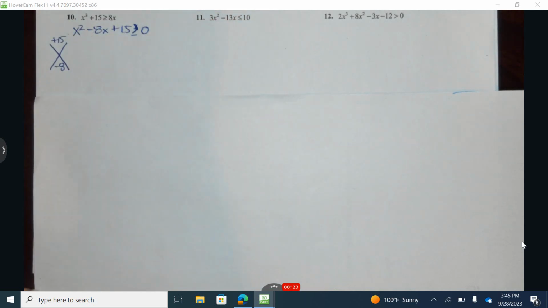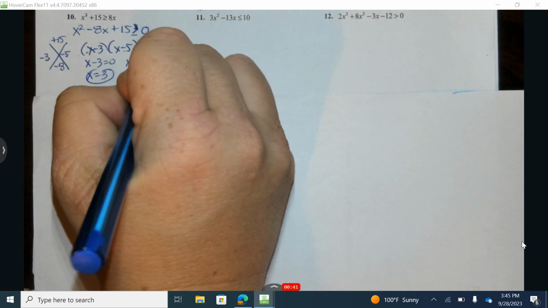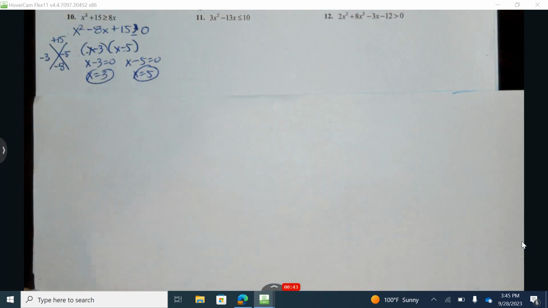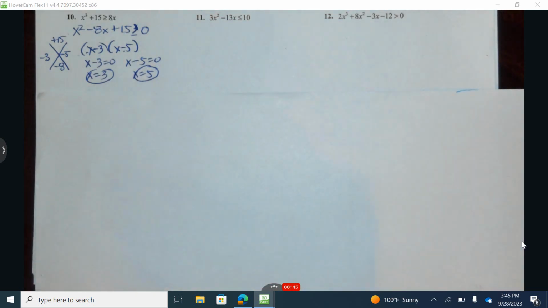1 times 15 is 15. Can I think of two numbers that multiply to give 15 and combine to give us -8? -3 and -5. Multiply and combine, awesome. X minus 3, x minus 5, and I'm going to set each one of these factors equal to 0 and solve. And so when I do that, I get one answer of 3, and I get the other answer of 5.